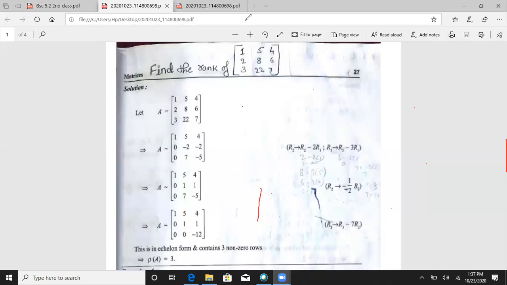Also this one is echelon form, means first there is unity. Then, unity means the lower elements are 0 and 0. The non-zero rows are, that is rank of A equal to 2. Let's come to the third one. Next example.